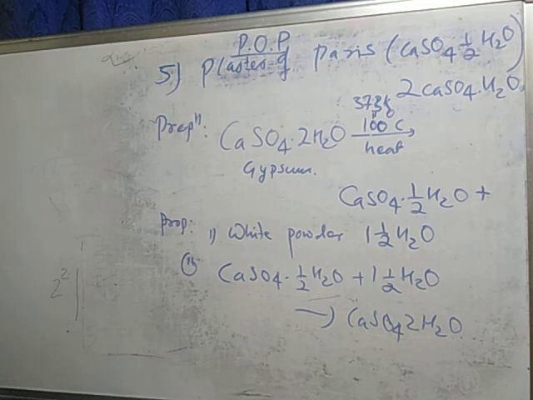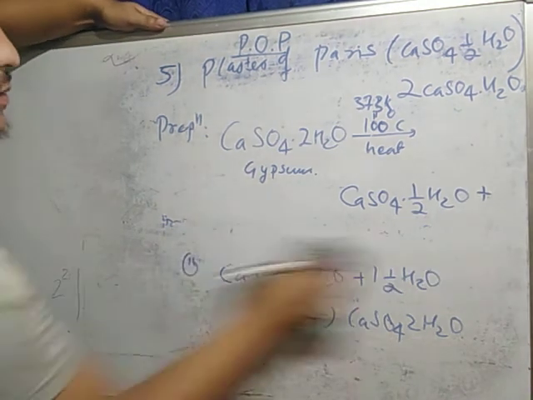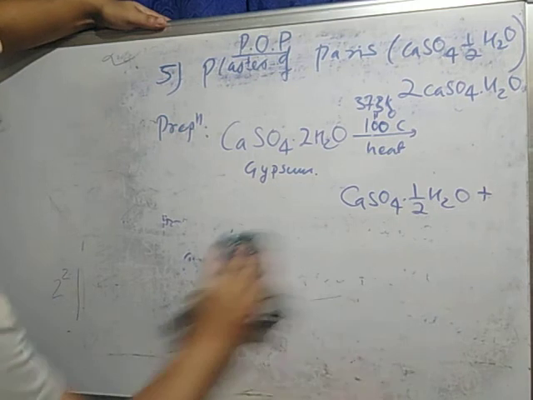Now write down uses. Use is very important. For this plaster of Paris, one use is in cases of fracture.